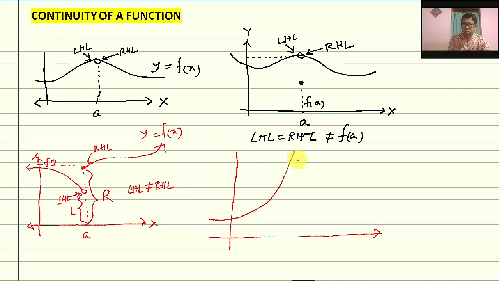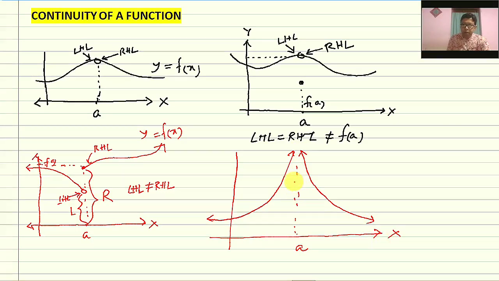Okay, like this. This is going to positive infinity. This part is also going to positive infinity. And say at this part, this is a. You again observe carefully that this left side is going to positive infinity, and the right side is also going to positive infinity.